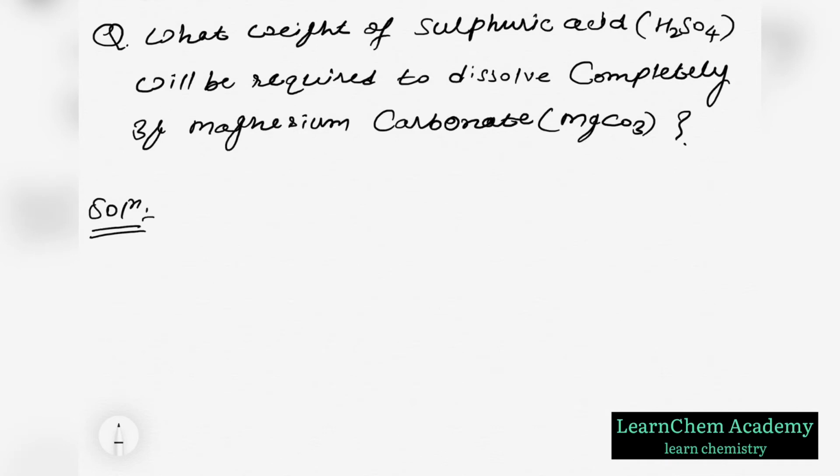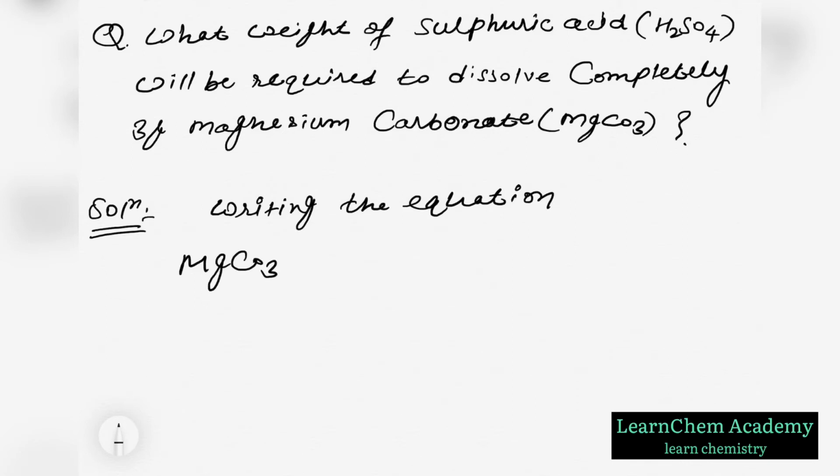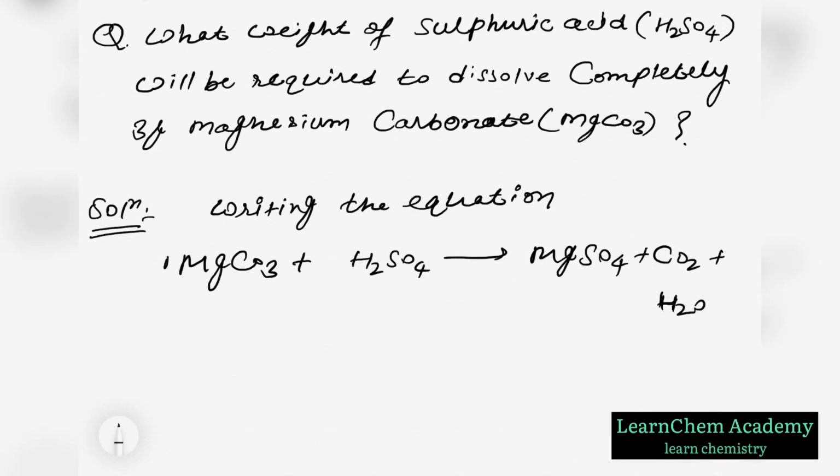So first write down the balanced chemical equation. So the equation will be MgCO3 reacts with H2SO4 and it will form magnesium sulfate plus CO2 plus H2O. So balance out this equation. It seems already balanced, so no need to balance it. So here 1 mole of magnesium carbonate reacts with 1 mole of H2SO4, it will form 1 mole of magnesium sulfate, 1 mole of CO2 and 1 mole of H2O.